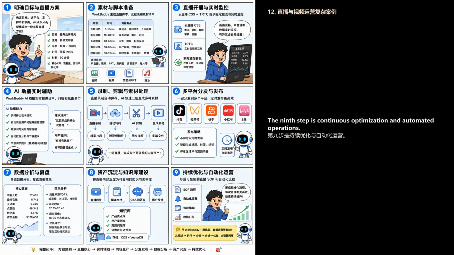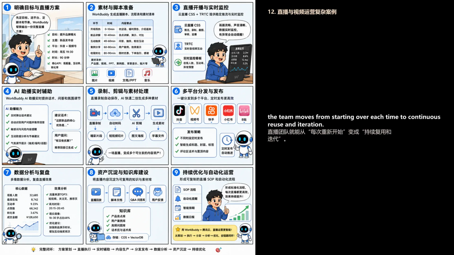The ninth step is continuous optimization and automated operations. When planning, execution, distribution, analysis, and optimization become SOPs and automated workflows, the team moves from starting over each time to continuous reuse and iteration.